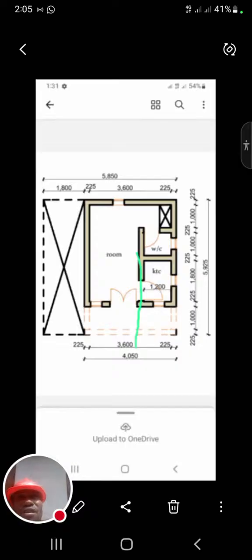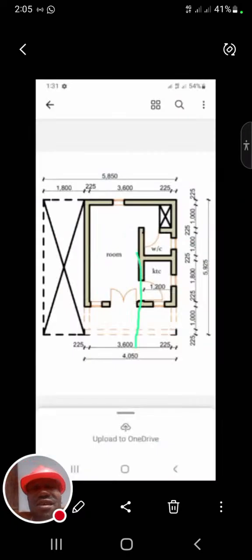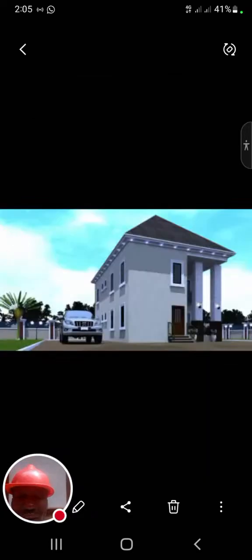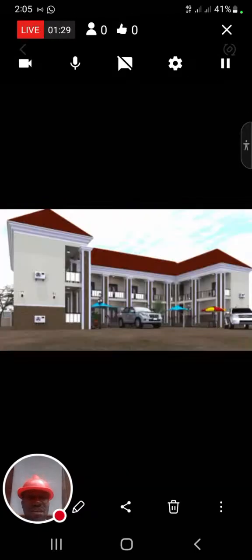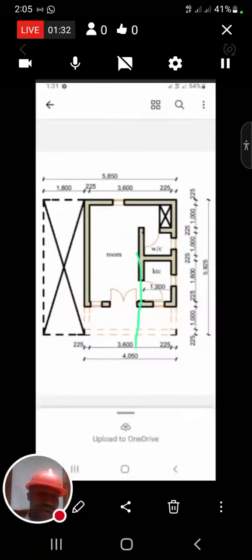One of the difficult things most people used to avoid is the floor plan. It's one of the most difficult things that amateurs find very hard to comprehend. Most of the time they shy away from it. So today I want us to discuss how to understand it, how to read it effectively, how to comprehend it. Do you understand me?